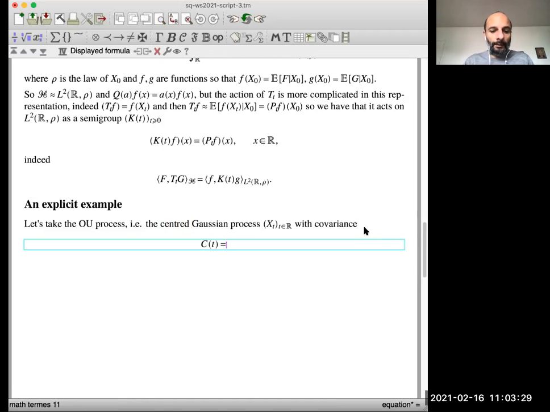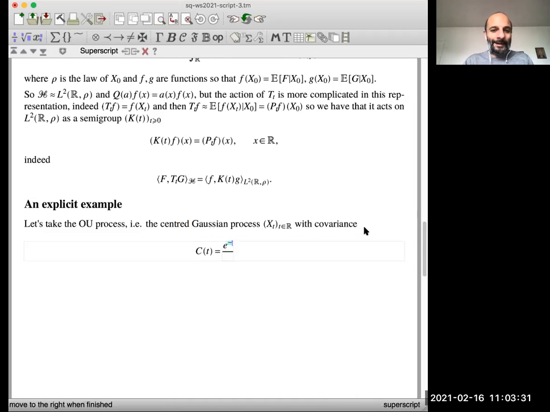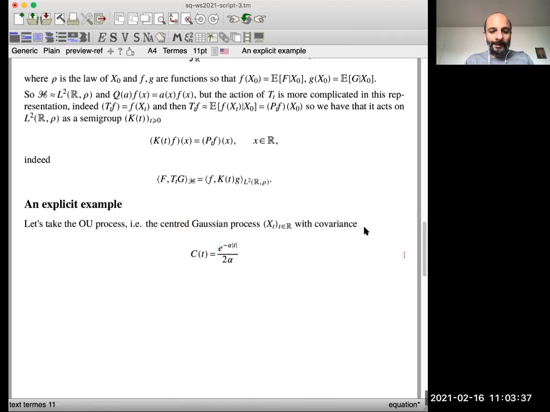G(t) equals exponential of minus alpha times the absolute value of t, as I called it. So this is very simple, with alpha positive. Alpha is a fixed parameter, and this is a Markov process, a symmetric Markov process.